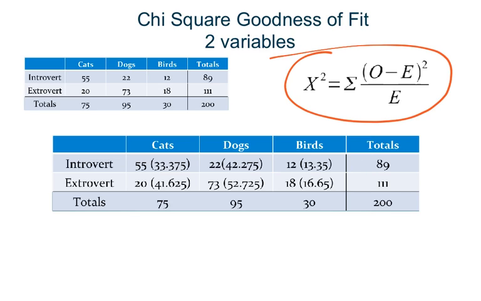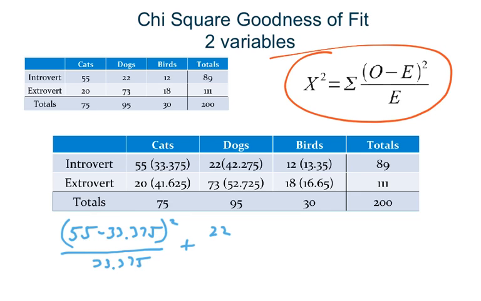That would be something like 55 minus 33.375 squared divided by 33.375, plus, and then we do the next cell, 22 minus 42.275 squared divided by 42.275, plus dot dot dot.